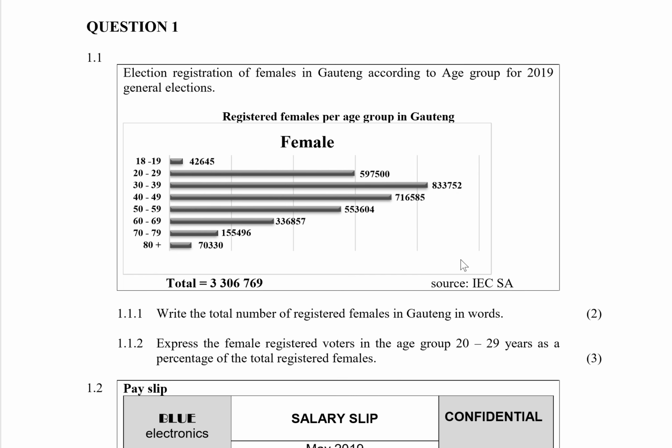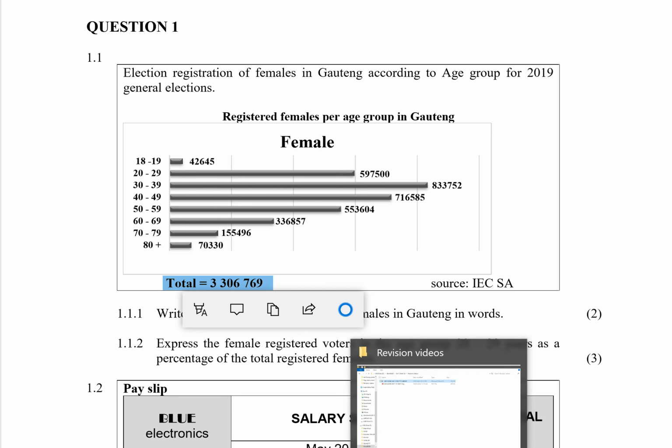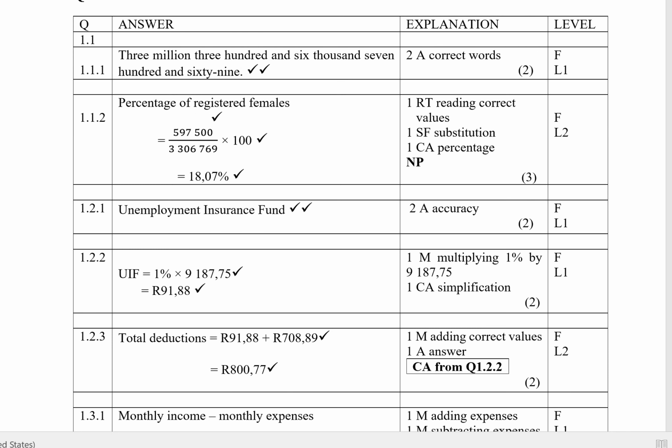Right, so question 1.1. Here they've given you a demographic pyramid for females, registered females per age group in Gauteng. So question 1.1.1, write the total number of registered females in Gauteng in words. So the total number you will find here at the bottom, and that is given as 3,306,769. On the memo, you'll see the same.